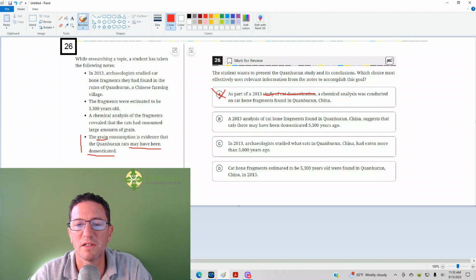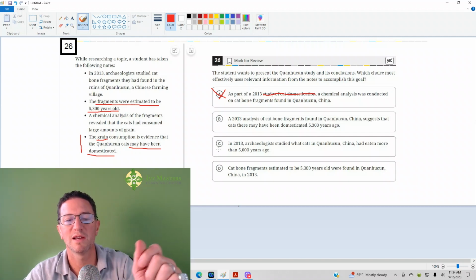A 2013 analysis of cat bone fragments found in Quanhucun, China suggests that cats there may have been domesticated 5,300 years ago. That looks good. Notice it says that the fragments were estimated to be 5,300 years old. And it concludes by saying they were domesticated. Answer choice B looks like that's our answer. Want to make sure it's not C or D.